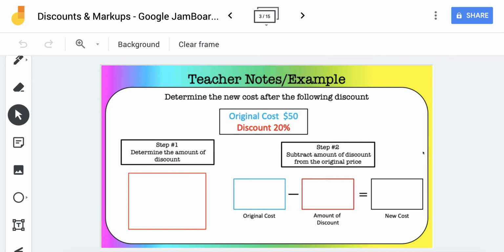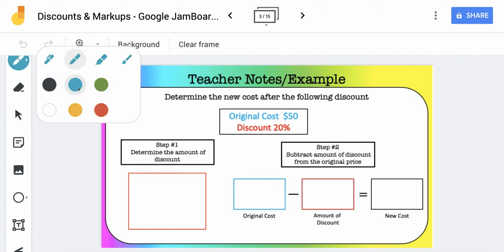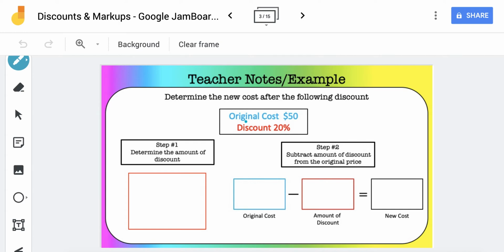Hey everybody, in this video we're going to figure out the new cost of an item after an item has been discounted 20%. Alright, so first of all, come over here and grab your pen or your marker. Alright, so in this case we have an item that costs $50 and it's being discounted 20%, right?